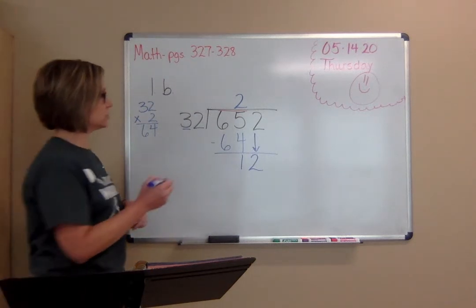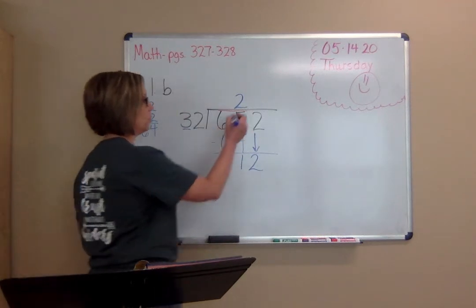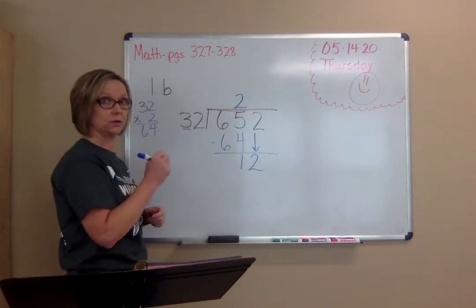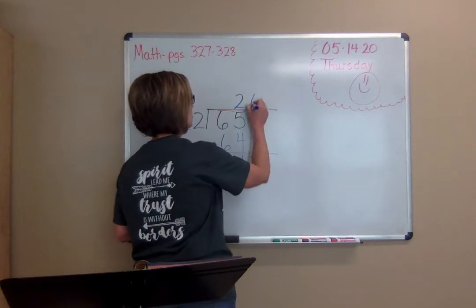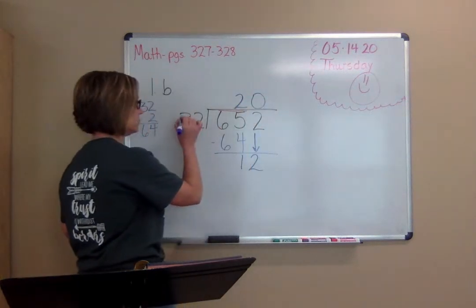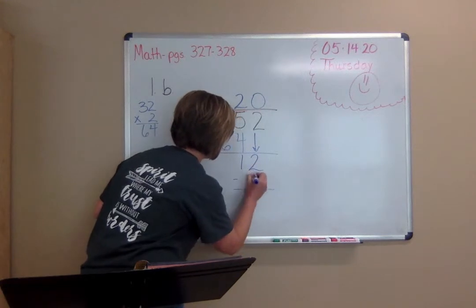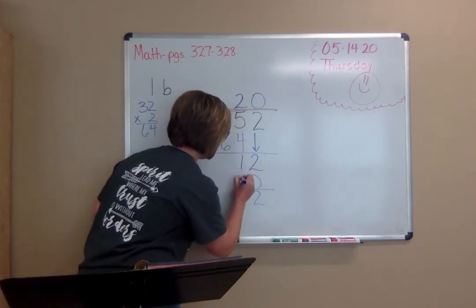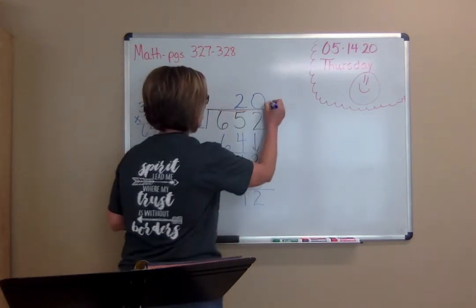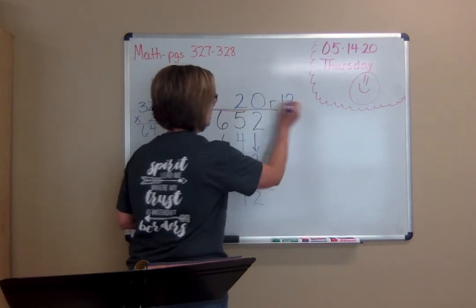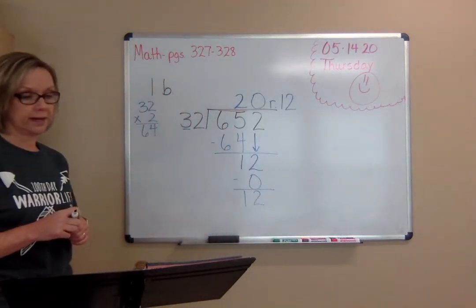So our answer here, 32 times 1 is 32. Way too much, so we go back to 0. 0 times 32 equals 0. We subtract. 2 minus 0 is 2. 1 minus 0 equals 1. So we have 20, remainder 12 there.